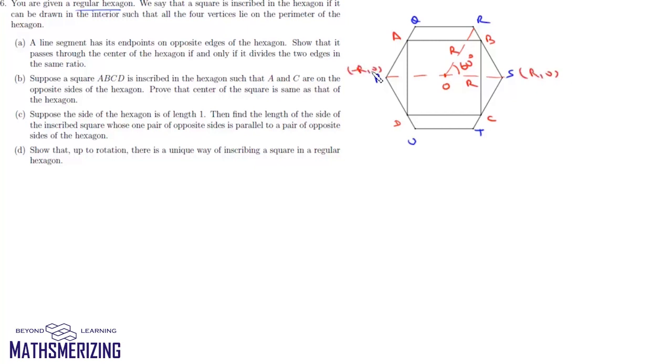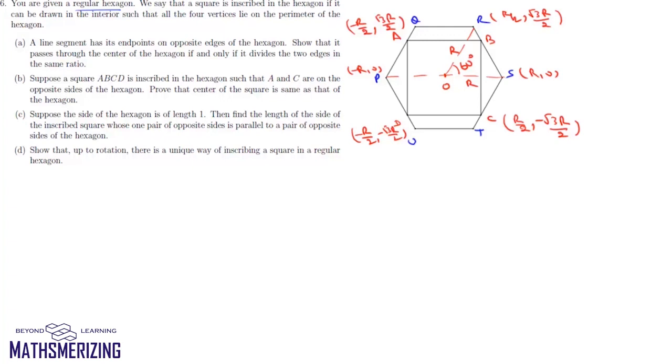P in that case will be minus R comma 0. And here it will be R cos theta. R cos 60 is simply R by 2. And then root 3 R by 2. And here it will be minus R by 2, root 3 R by 2. This one will be minus R by 2, minus root 3 R by 2. And this will be R by 2 and minus root 3 R by 2. Now we have the coordinates of all the 6 vertices of this hexagon.